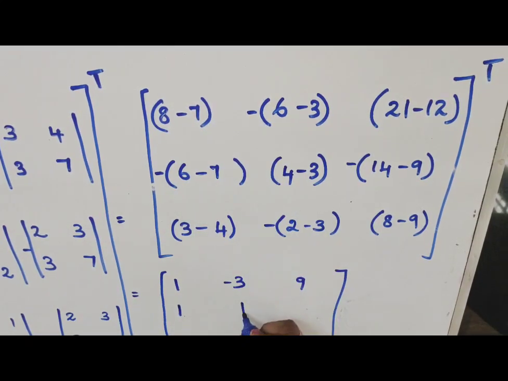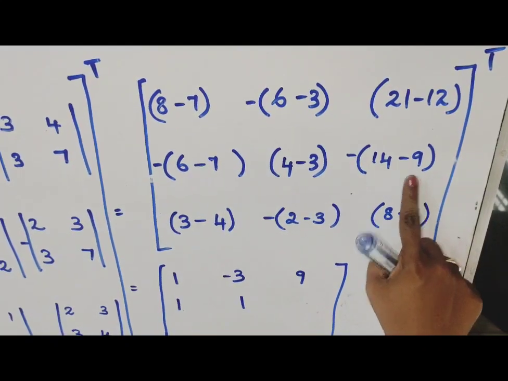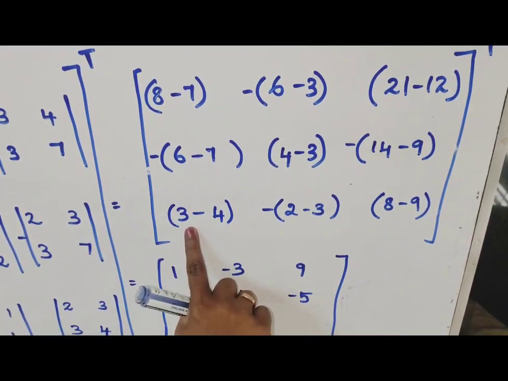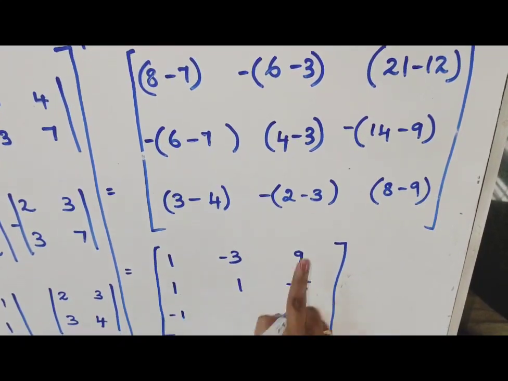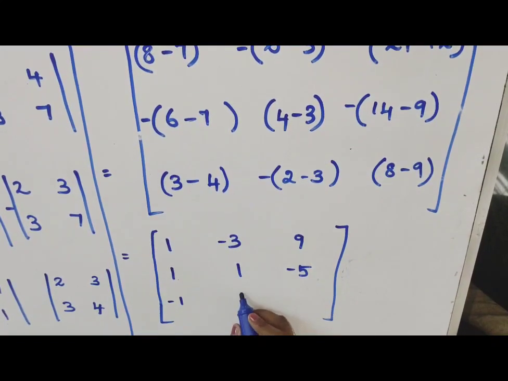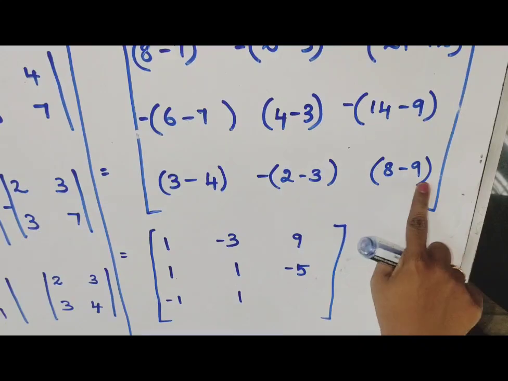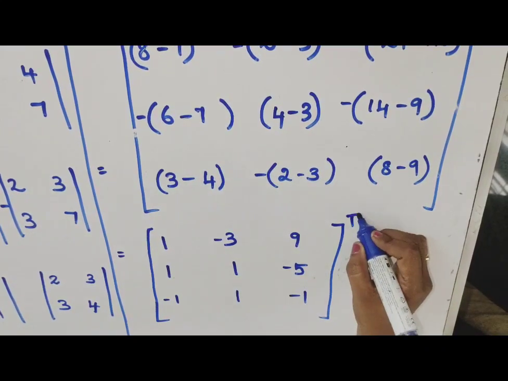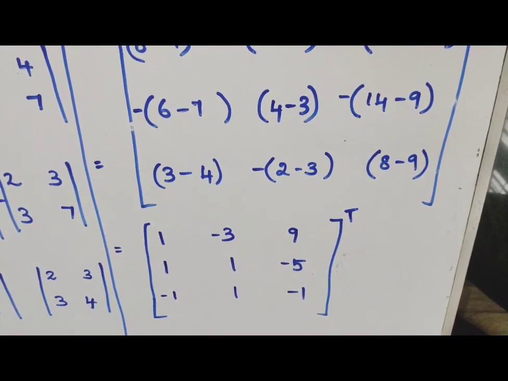4 minus 3 is 1. 14 minus 9 is 5. It will become minus 5. 3 minus 4 is minus 1. 2 minus 3 is minus 1, and this minus will become plus 1. Now 8 minus 9 is minus 1, and we are yet to complete only with the transpose.